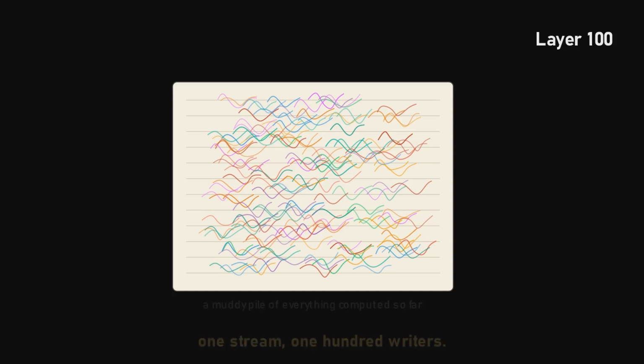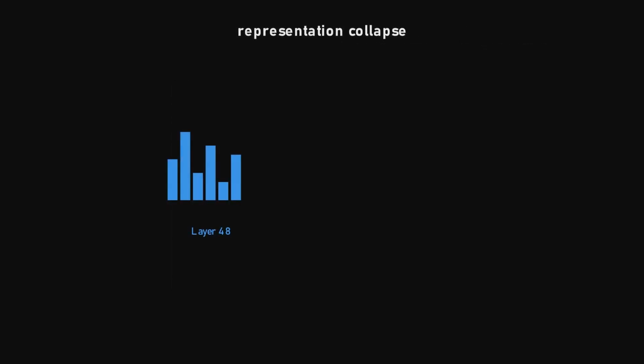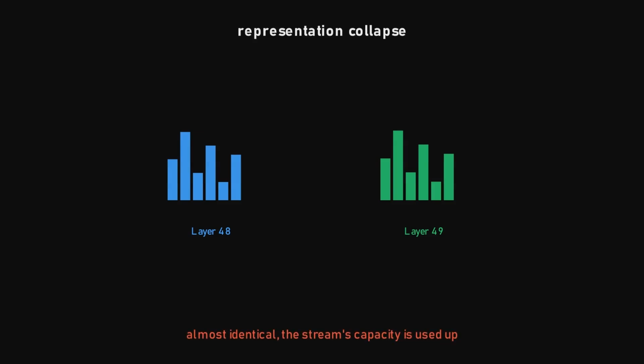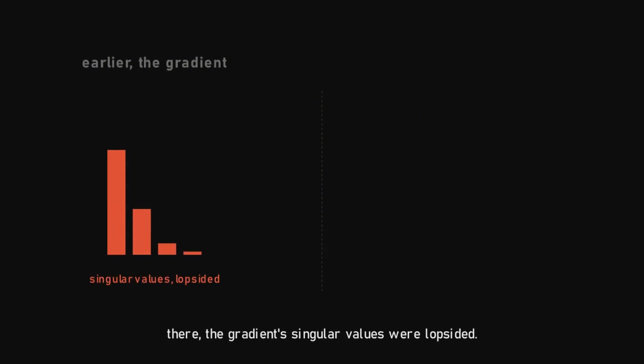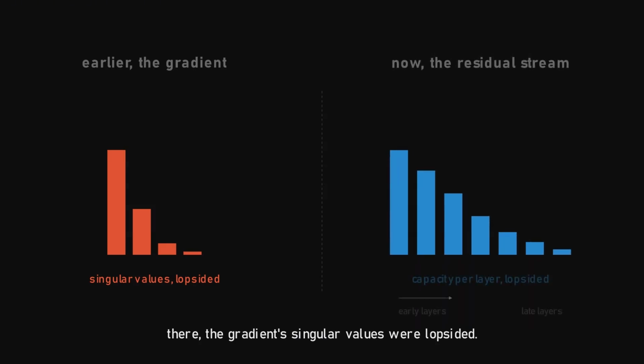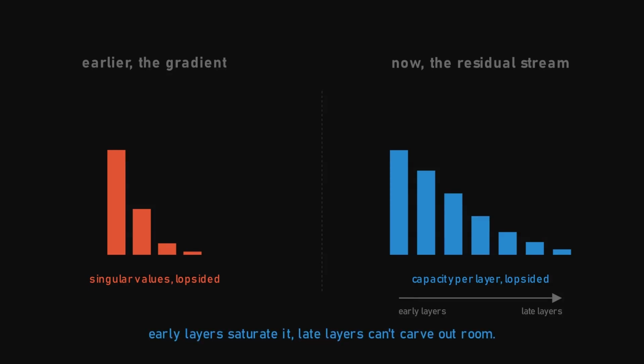ByteDance confirmed this at ICLR 2025 in deep models. Adjacent layers learn nearly identical things. Layer 48 and 49, almost the same. They called it representation collapse. And notice the shape. It's the same disease as the gradient story. There, the gradient's singular values were lopsided. Here, the stream's capacity is lopsided. Early layers saturated. Late layers can't carve out the room. Imbalance across directions again.